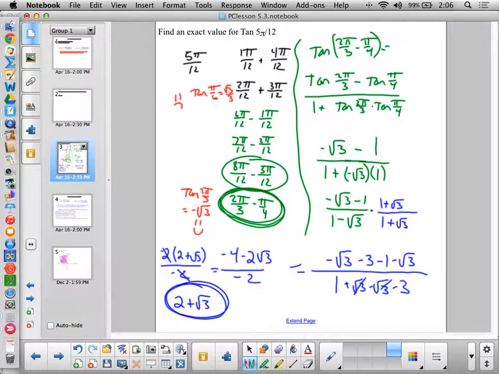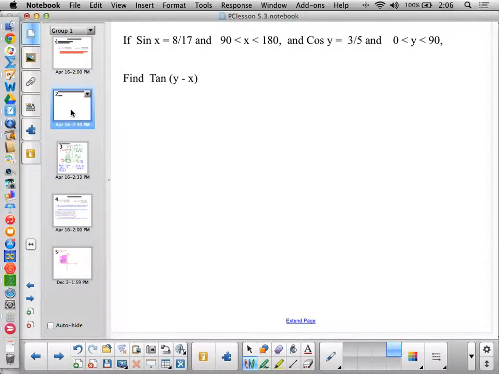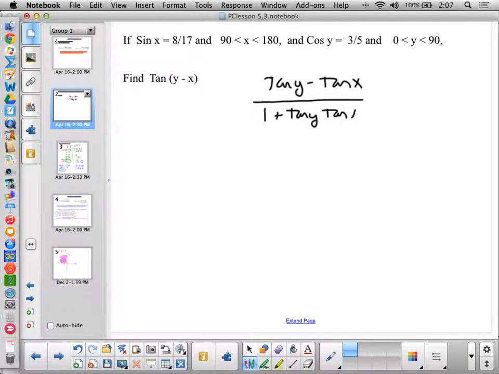Let's look at one that's non-identity. Sine of x is 8/17, between 90 and 180. Cosine of y is 3/5, between 0 and 90. Find the tangent of y minus x. Now notice we went y minus x, and that's fine. The formula tells me that's going to be tangent of y minus the tangent of x over 1 plus tan y tan x. I'm going to have to figure out what the tangent of y and tangent of x is. I don't know either one, so I'm going to have to draw pictures.